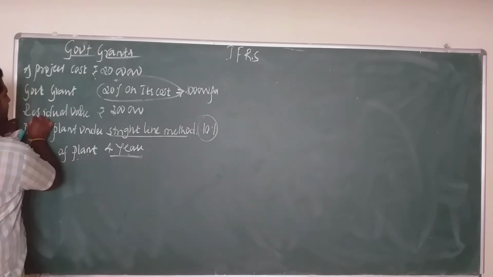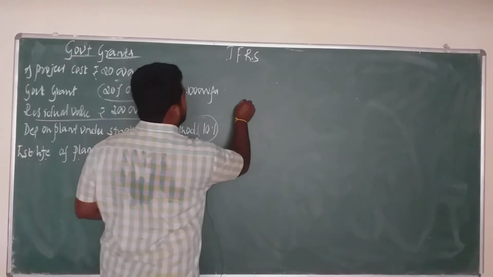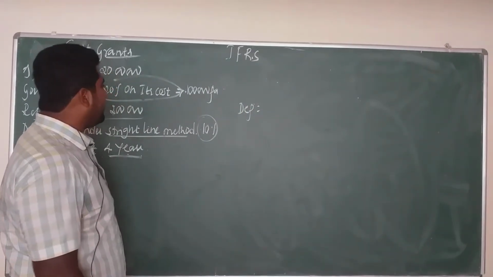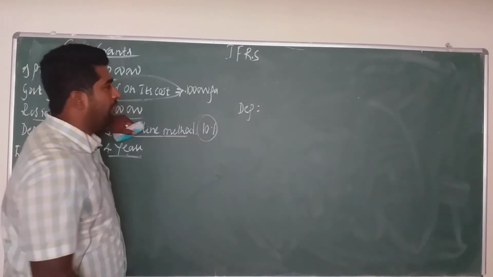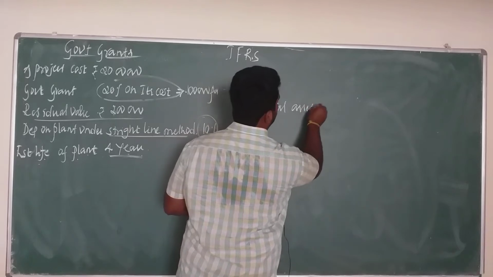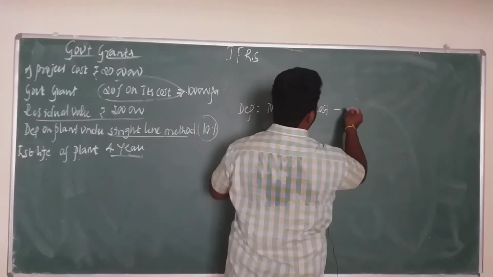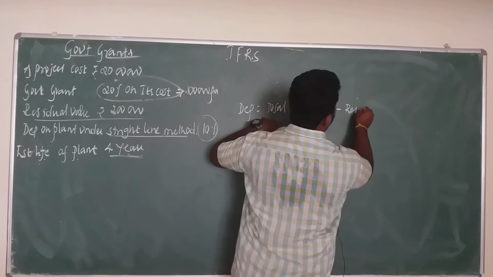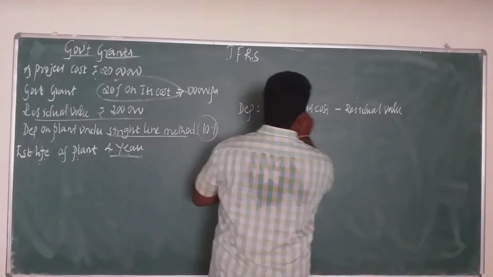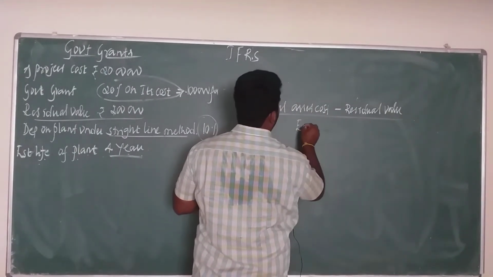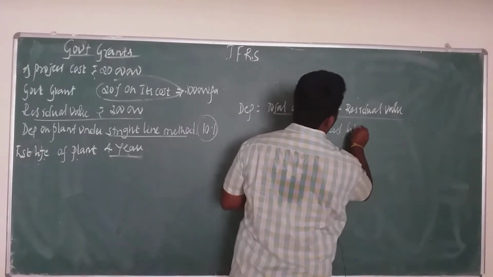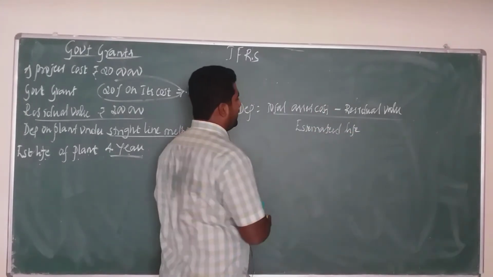Now we go for residual value. Now here, calculation of DEP on the basis of scrap value. Now, total asset cost minus residual value, divided by estimated life.